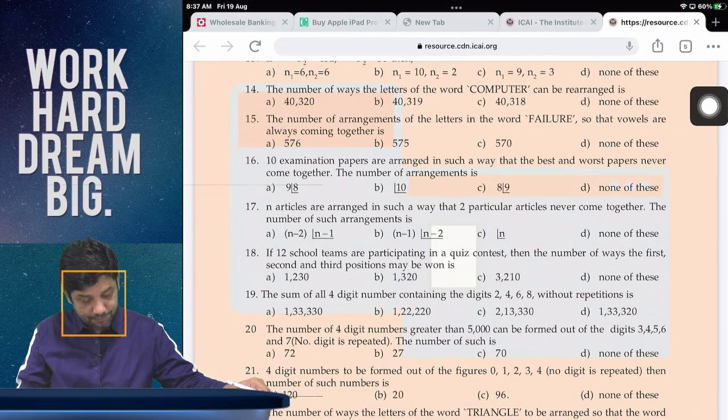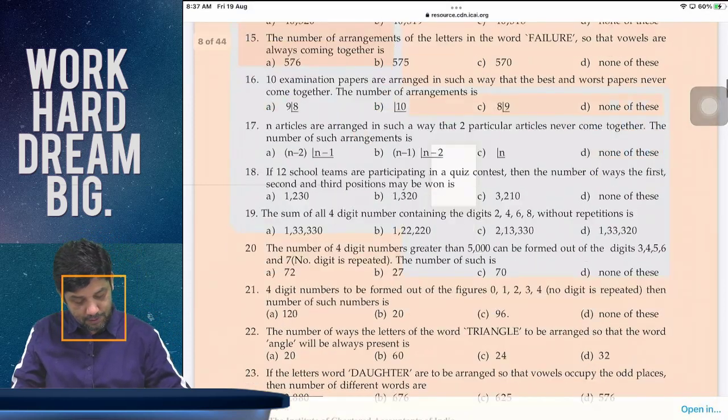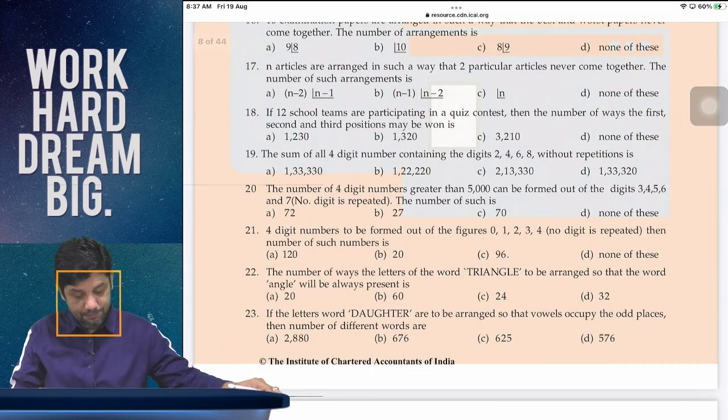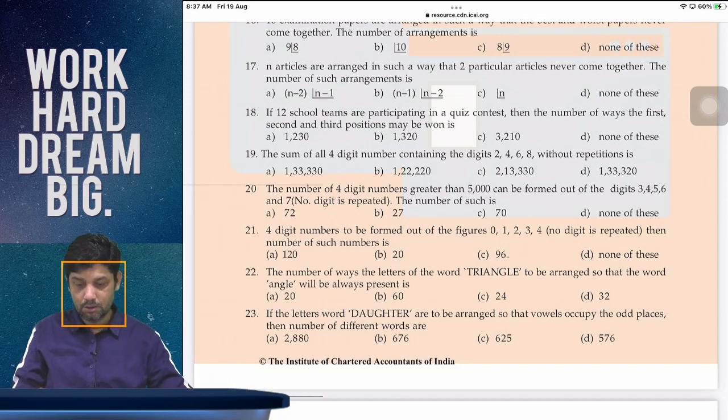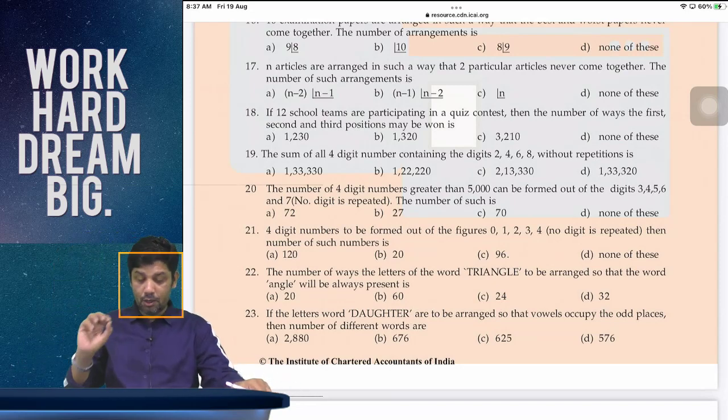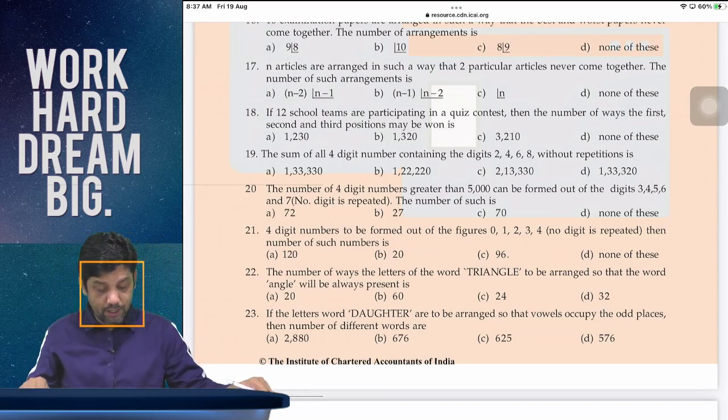Next. Come to triangle. The number of ways in which the letters of the word triangle can be arranged so that the word angle will always be present.